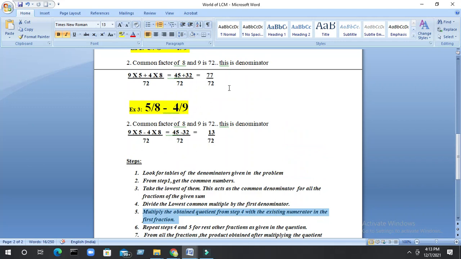Do the same thing for the second fraction. In the second fraction, we have the denominator 9. You divide 72 by 9. We get the answer as 8. Now multiply it with its numerator, 8 into 4, which is 32. So 9 into 5 is 45 minus 4 into 8 is 32, which is 13 by 72.